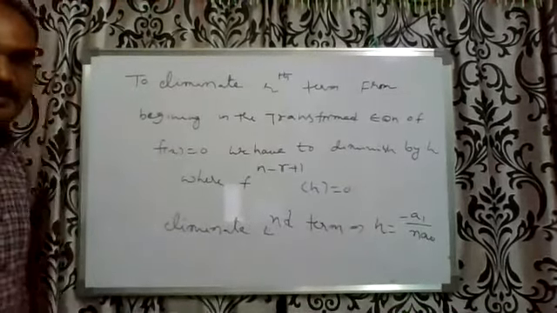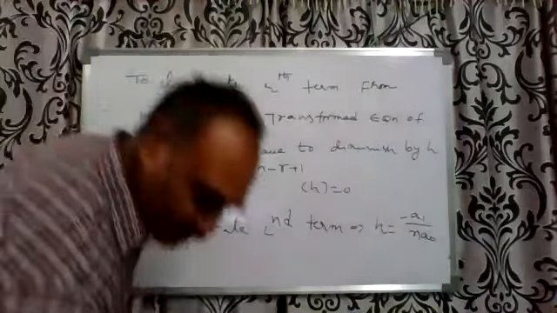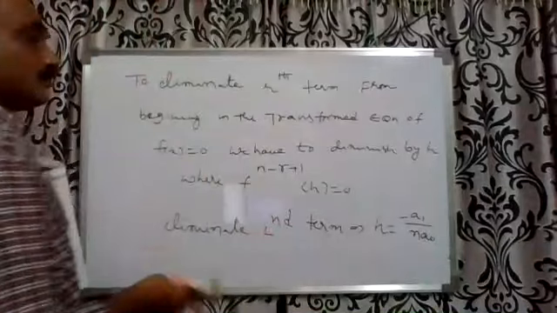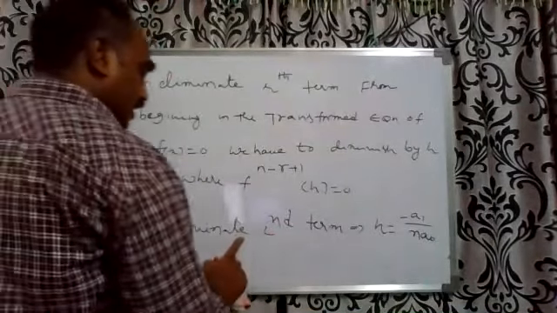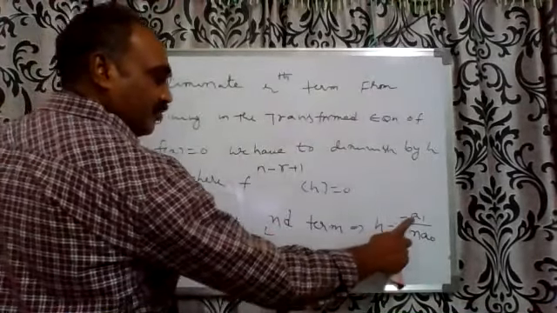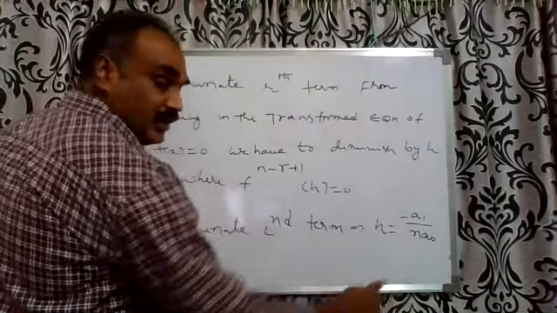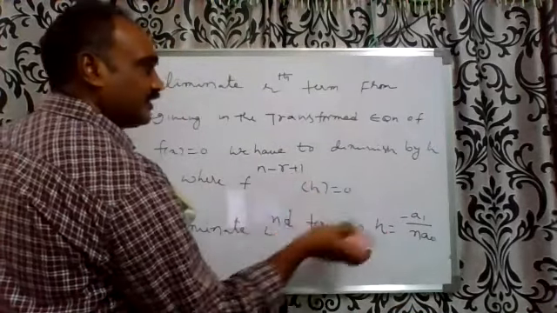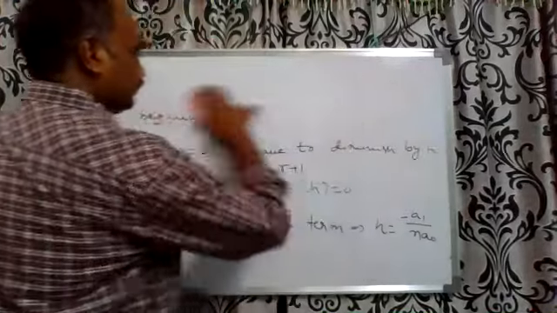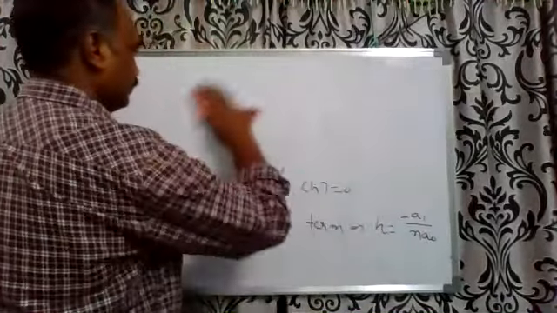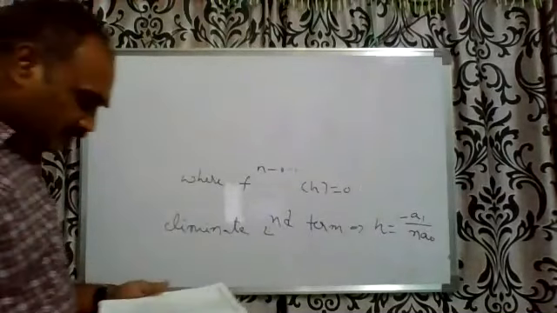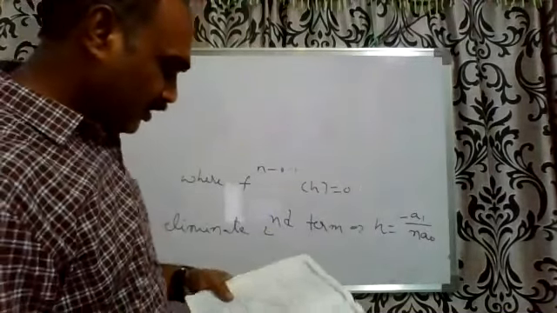Some problems on eliminating the second term, third term. For the second term the formula is h is equal to minus a1 by n into a0. For the rth term, f power n minus r plus 1 of h is equal to 0.